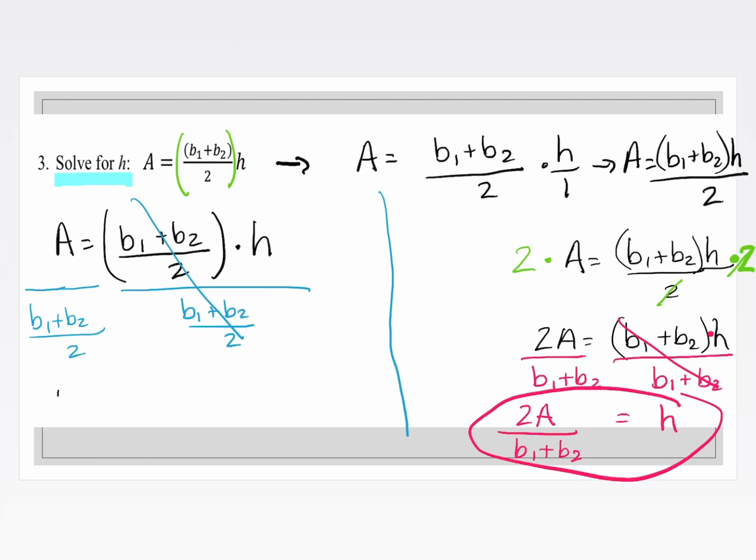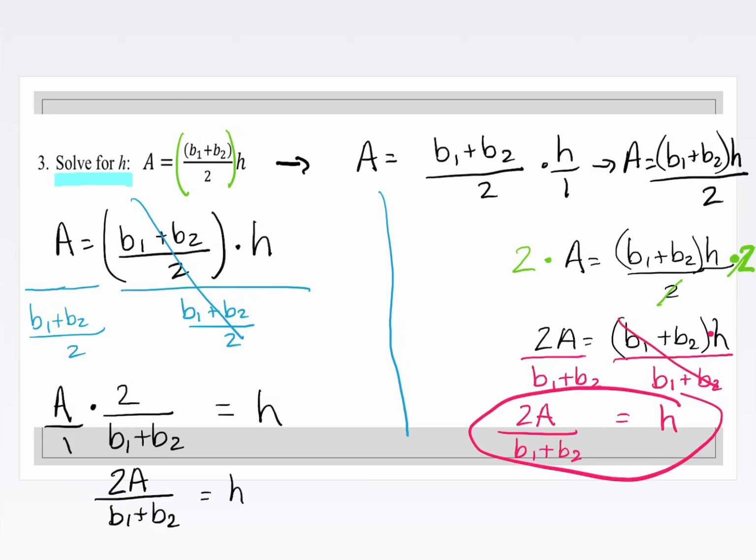So this is the same thing as A. Instead of divided, we're going to multiply by 2 over b1 plus b2, and that's going to equal h. So this is really A over 1, so if we simplify it, now traditionally in standard form, we're going to write our number first. 2A divided by b1 plus b2 equals h. And that's the exact same answer that we have on the other side.